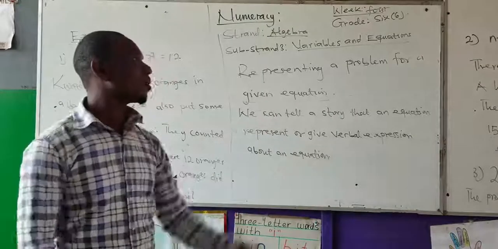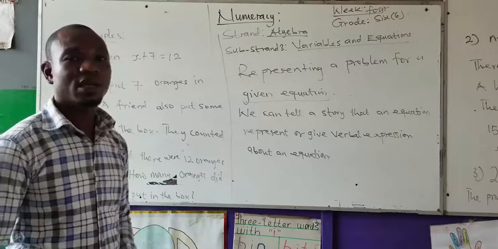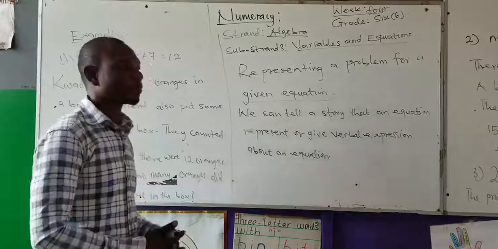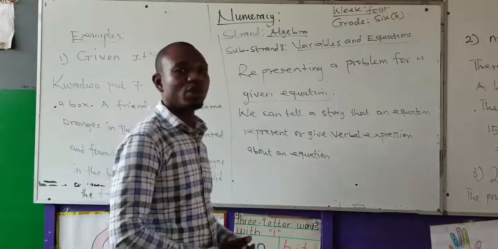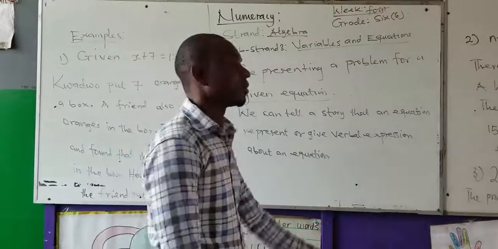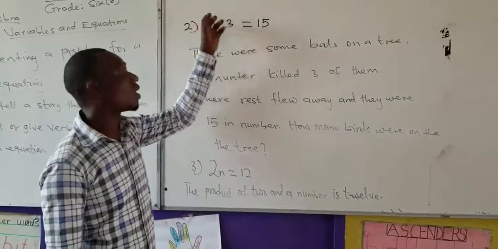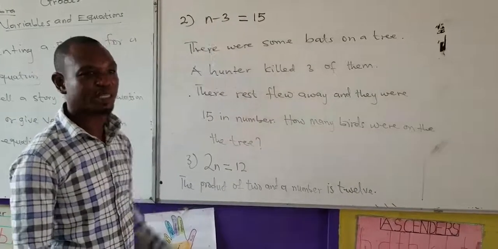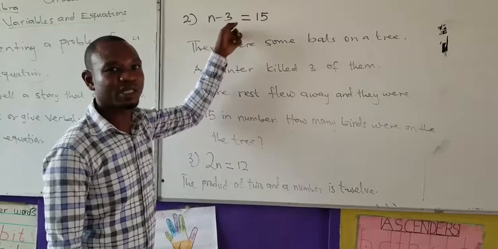Alright, we'll take a couple of examples and then you'll be able to also form stories for a given equation yourself. So we move on to the next equation. Look at the second example. n - 3 = 15. It's an equation. We are going to build a problem for this equation, or tell a story for this equation.